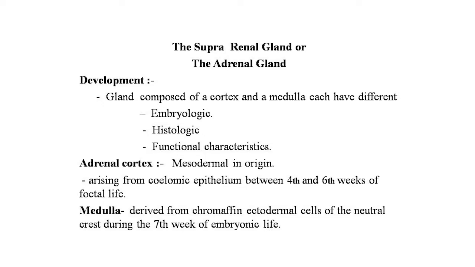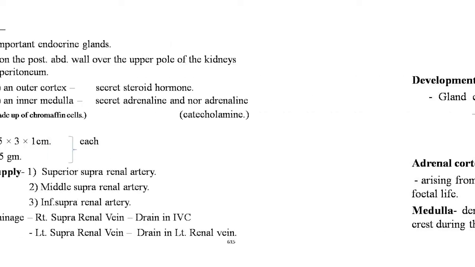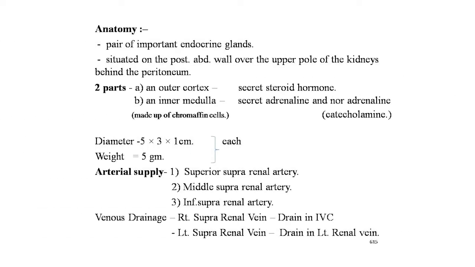The second part, the medulla, is derived from the chromaffin ectodermal cells of the neural crest during the 7th week of embryonic life. Now, the anatomy. Each adrenal gland lies along the anteromedial border of the superior pole of the kidney. The triangular shaped right adrenal gland lies close to the inferior vena cava and is usually intimately related with the bare area of the liver anteriorly.